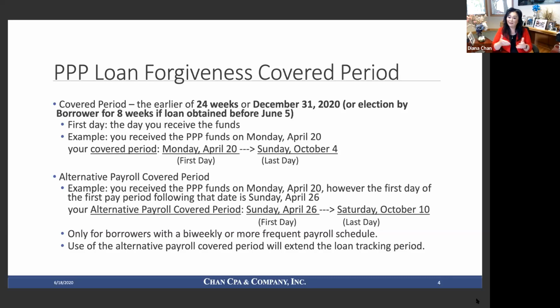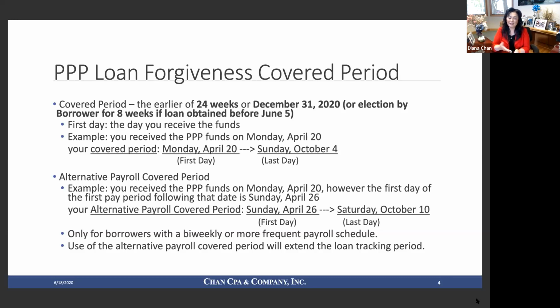So if you have a monthly payroll, or if you have a semi-annual payroll, or if you have a quarterly payroll, this is not going to apply for you. Nor does it apply for those who are on the semi-monthly period. So you've got to really recognize when you might qualify for the alternative payroll period. And I'll tell you an example of when this might occur.